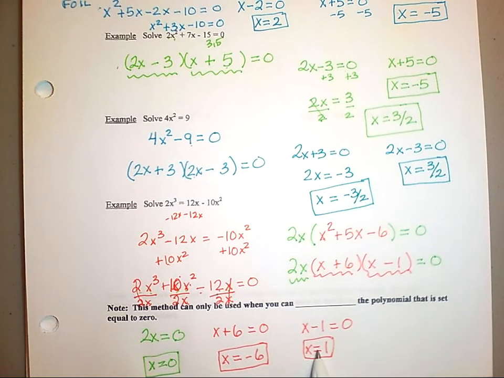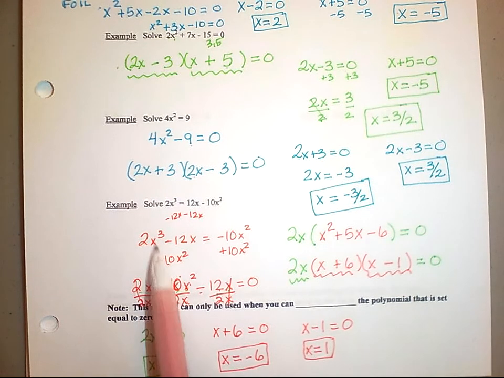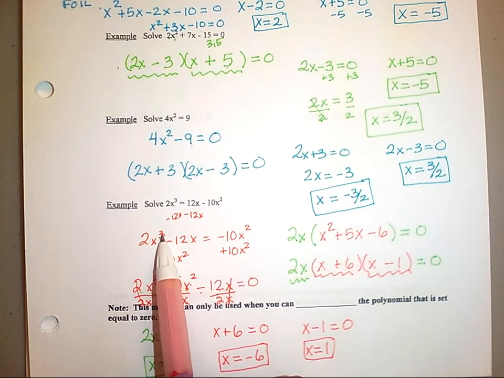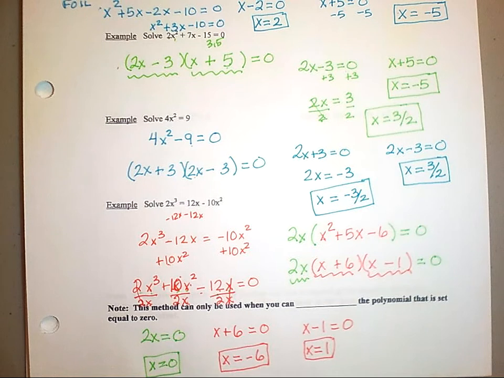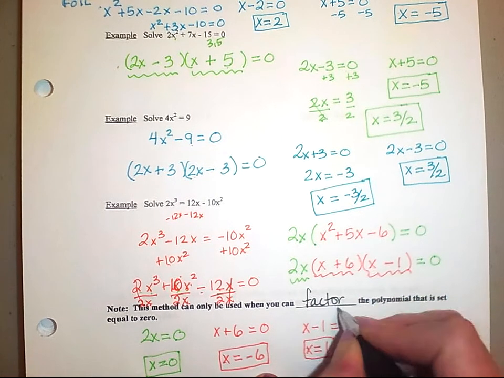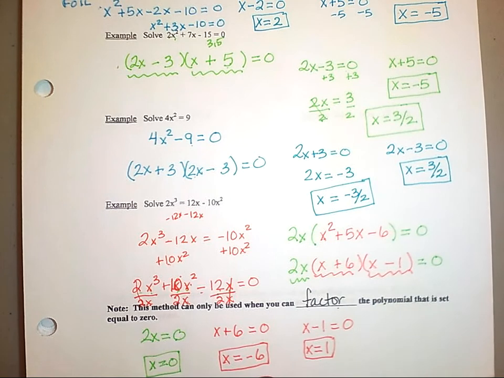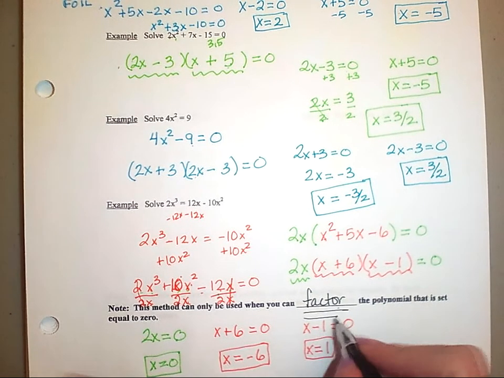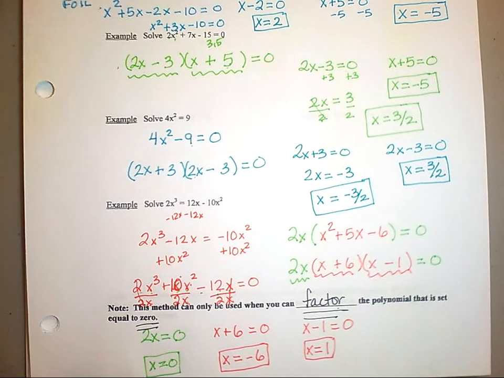So in this way, we got 3 different answers. And what we had was a third degree equation. And so in this case, the degree, being 3, gave us 3 different solutions. And the note then says that this method can only be used when you can factor the polynomial, because again, we need multiplication that is set equal to 0. So you both need to have factors, and it needs to be equal to 0. It can't be equal to 1 or anything else like that. It needs to be equal to 0. I hope that makes sense.